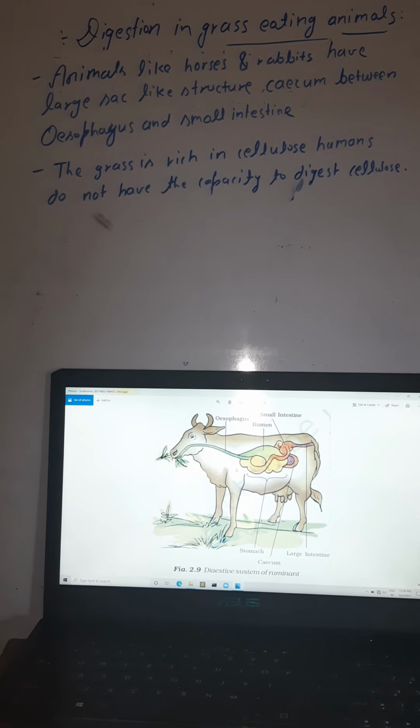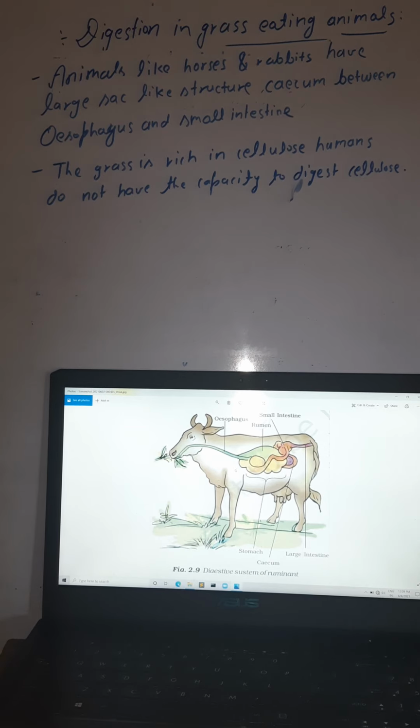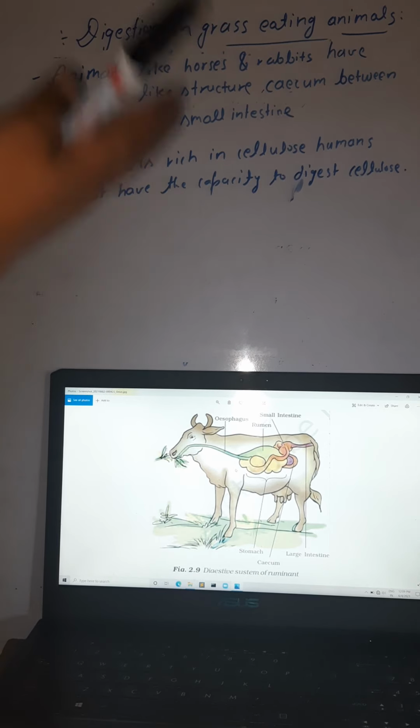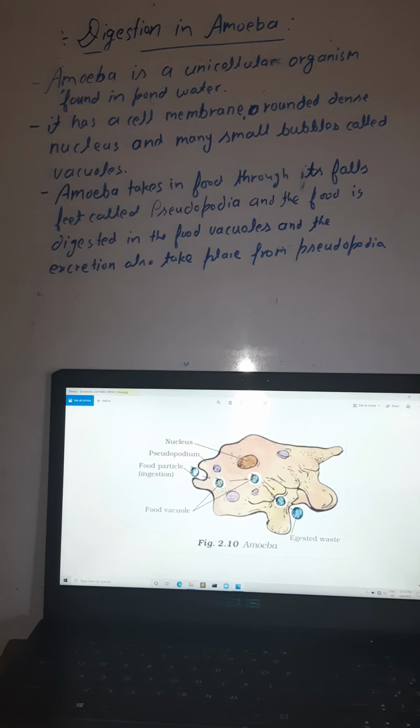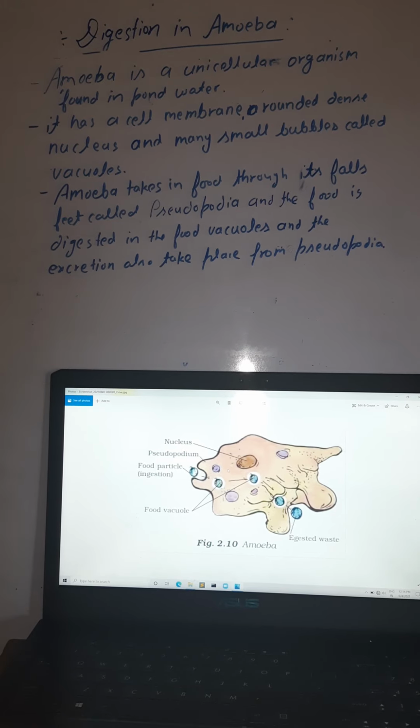Now, grass is rich in cellulose. That is why humans cannot digest grass, because we do not have the capacity to digest cellulose. So note this point also, a very important point. Then later we will be discussing the digestion in amoeba. Please note it down. So now let's discuss the digestion in amoeba.